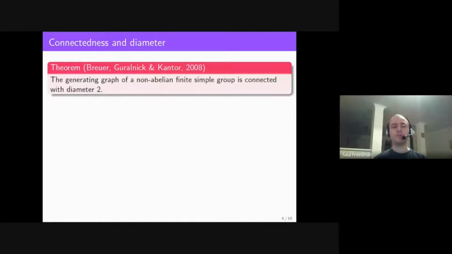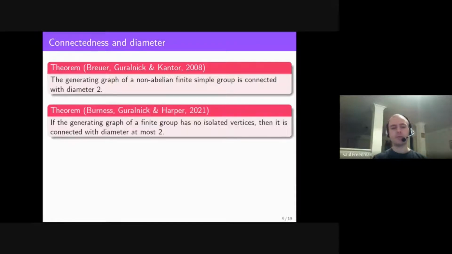As a motivation, perhaps one of the most famous results in the area of graphs defined on groups is this theorem of Brightwell and Cameron. They proved that the generating graph of any non-abelian finite simple group is always connected with diameter 2. In fact, this result was generalized quite recently by Verónica and Harper. They showed that if the generating graph of any finite group has no isolated vertices, then it is connected with diameter at most 2. So these are very nice results.